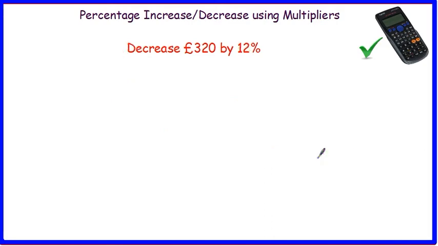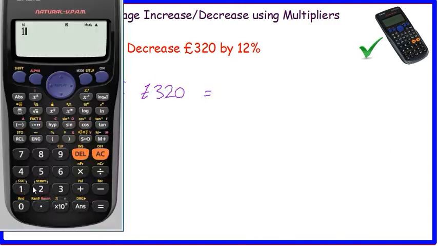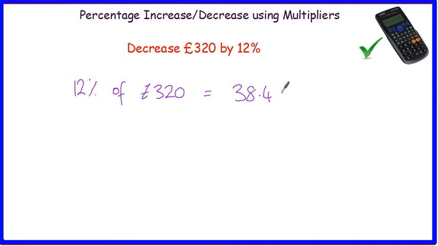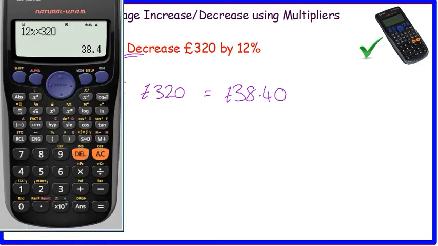Now decrease is exactly the same thing, just get your 12% of 320 in again. 12% of 320 is equal to 38.40. Now, decrease means to subtract. So I'm going to get my answer, and what I'm going to do here is leave that on the screen and go 320, subtract that answer, gives me £281.60.